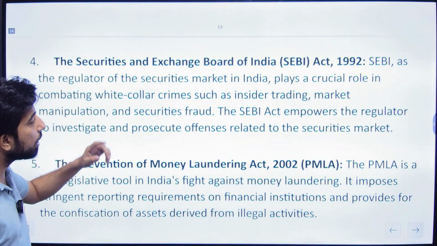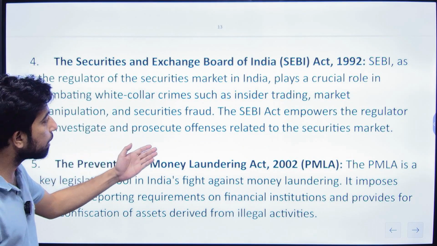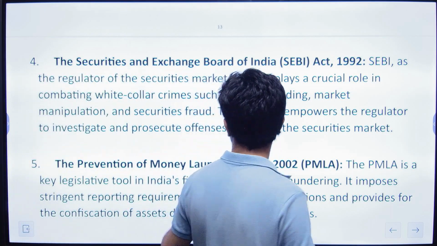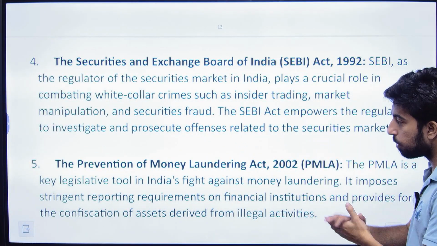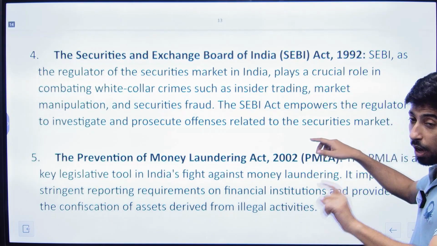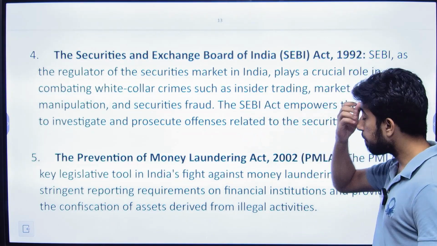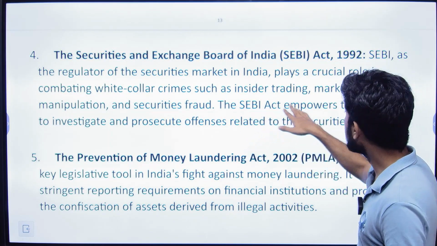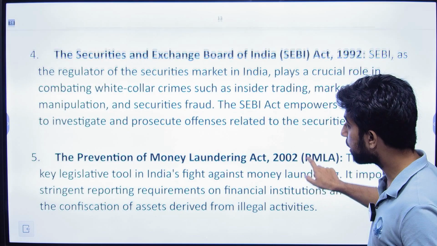The Securities and Exchange Board of India Act 1992. SEBI, as the regulator of the securities market in India, plays a crucial role in combating white-collar crimes such as insider trading, market manipulation, and securities fraud. The SEBI Act, actually, the Harshad Mehta scam was committed under this. Okay. The SEBI Act empowers the regulator to investigate and prosecute offences related to the securities market.